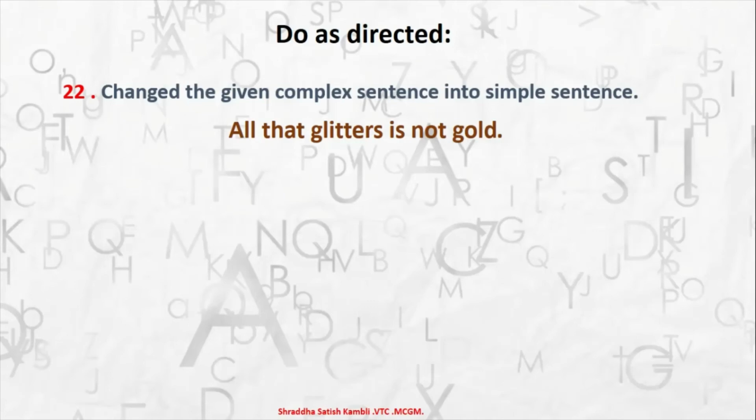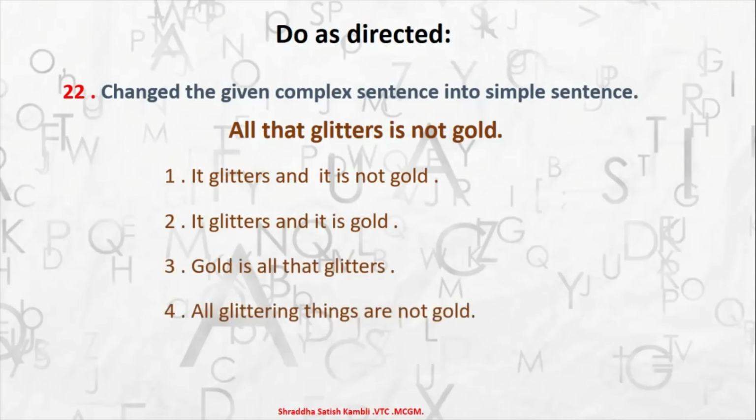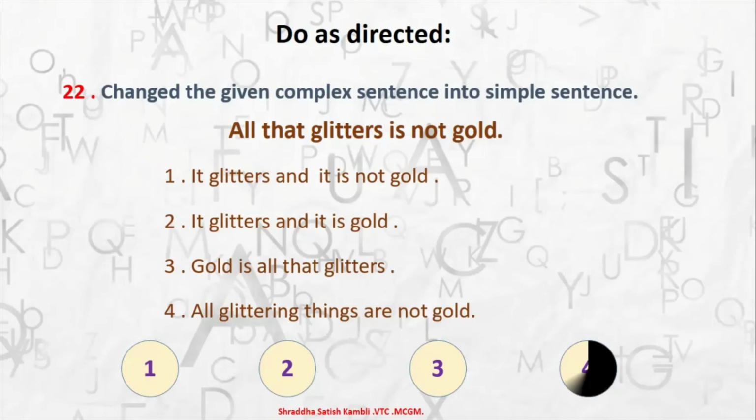All that glitters is not gold. So it glitters and it is not gold. It glitters and it is gold. Gold is all that glitters. All glittering things are not gold. So which is the simple sentence here? Which will be the correct simple sentence here? It is the fourth one. All glittering things are not gold.